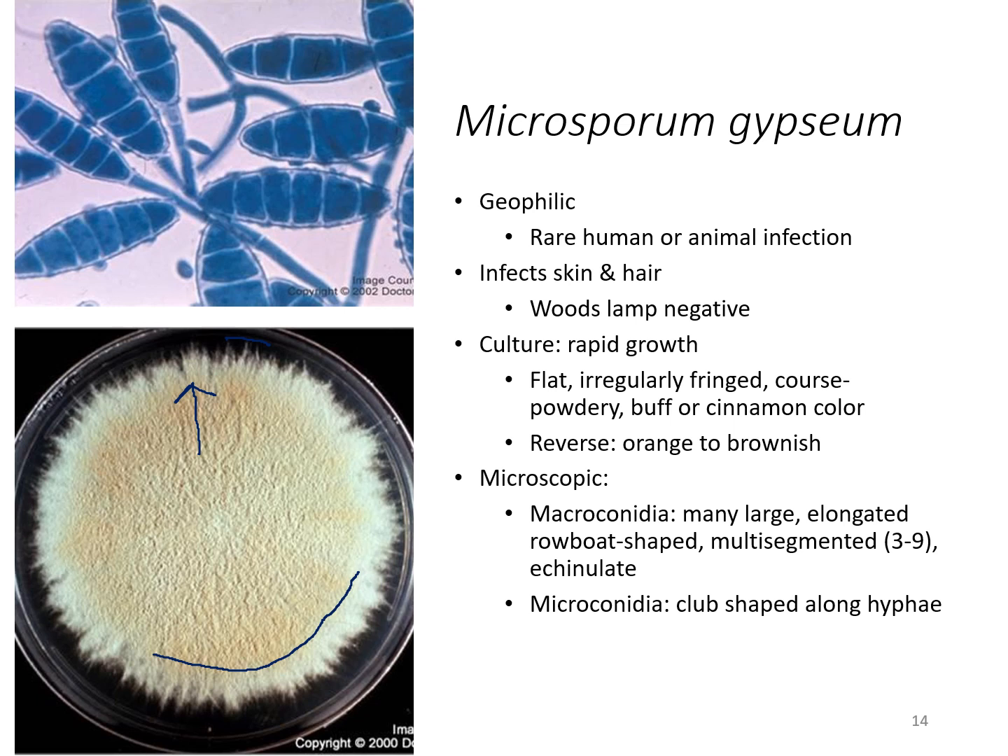Macroconidia are very large, elongated, and you can see how they kind of look like little rowboats, maybe like some old-fashioned type rowboats. They're multi-segmented with 3 to 9 of these little septa separations here, so you can see several of those. They are echinulated. You can see that a little bit better here on these where they have those little prickly spines on the edge. The macroconidia are club-shaped along the hyphae, and there is one right here.